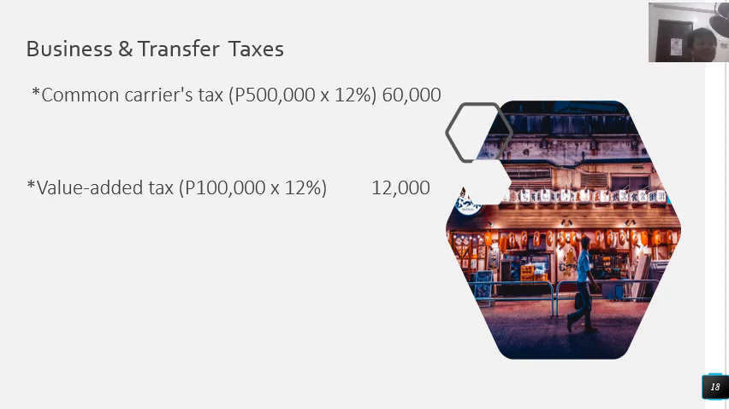Kapag kahit na transfer of passenger or transport of cargo, yan, kapag by air at saka by sea, by water, and within the Philippines lang, it is both subject to value added tax. So, yung from common carriers na 500,000 from transport of passenger, times 12%, 60,000. And then yung sa cargo, 100,000 times 12%, 12,000. So, ang total na value added tax is 72,000.